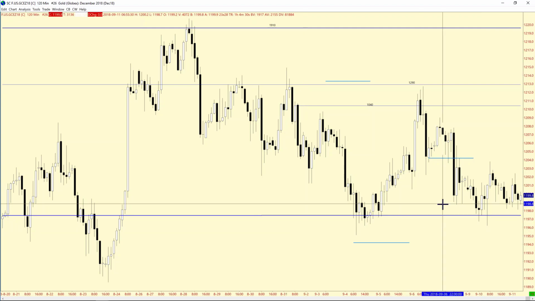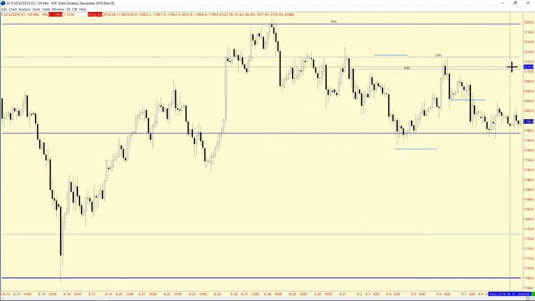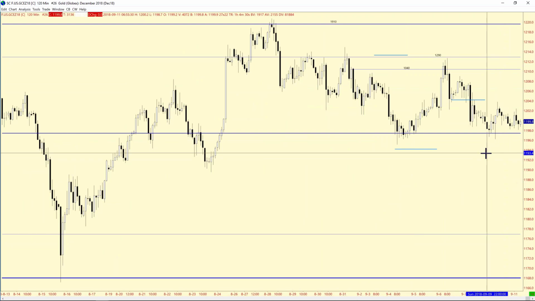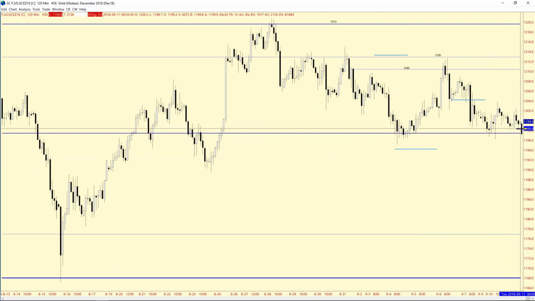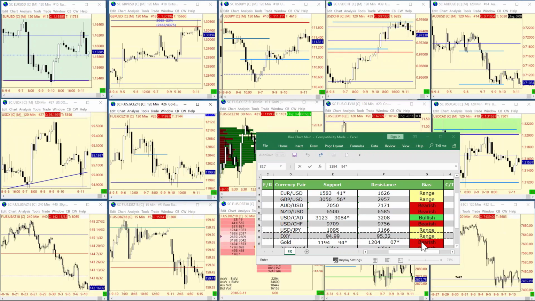I don't see anything change. We're just treading water for right now. The important levels are 1207 for the daily and 1194 for the daily. Right now we're just treading water in gold. It's trading very, very quiet, so no changes here in the gold market. Everything's still staying the same, and it's still going to be bearish. So let's move on.